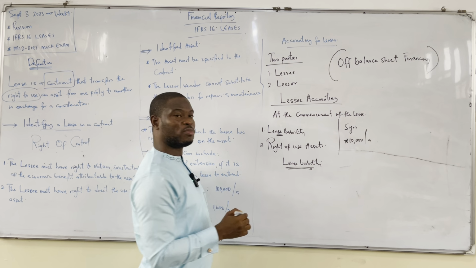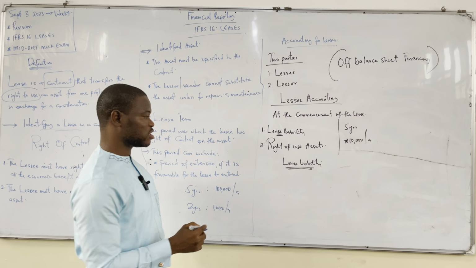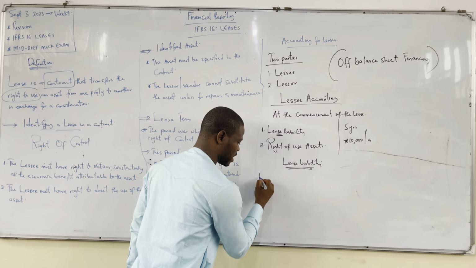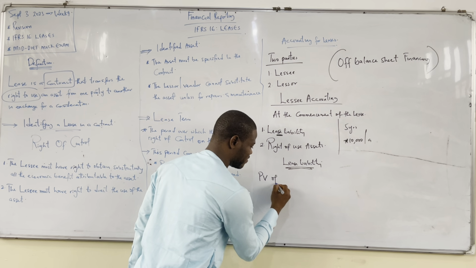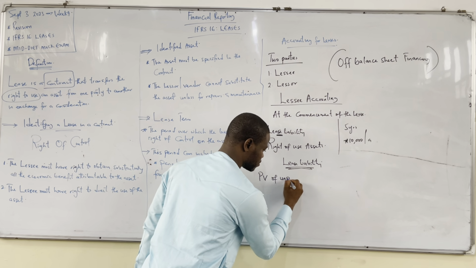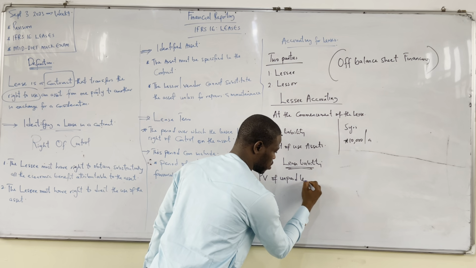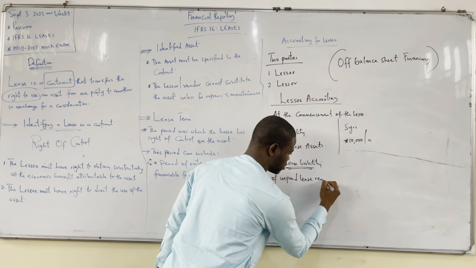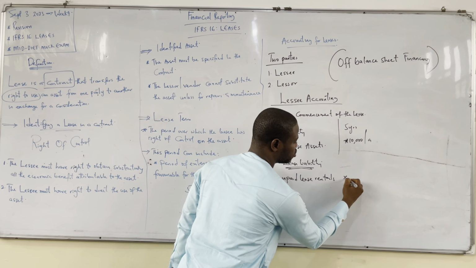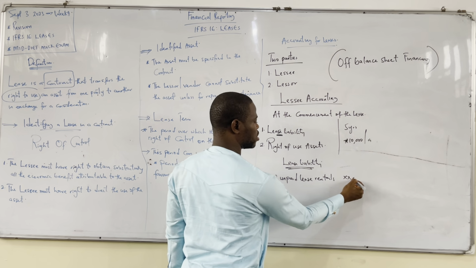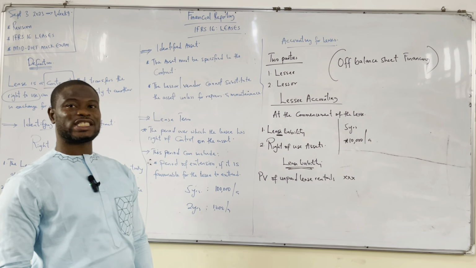Now, how much go to the lease liability? We said what you recognize is the present value of what? Of unpaid lease rentals. The present value of what?